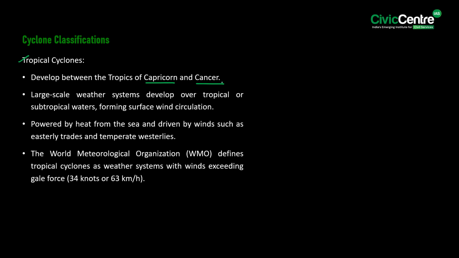Know that these large-scale weather systems develop over tropical or subtropical waters, forming surface wind circulation. Furthermore, they are powered by heat from the sea and driven by winds such as easterly trades and temperate westerlies. Significantly, the World Meteorological Organization defines tropical cyclones as weather systems with winds exceeding gale force. These are the cyclone terminologies across various regions.